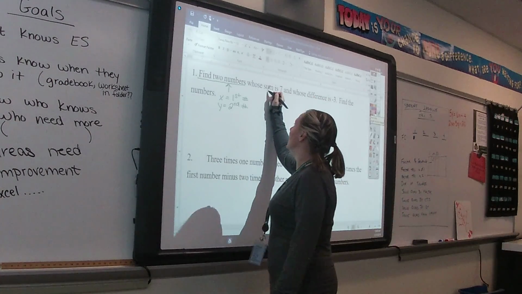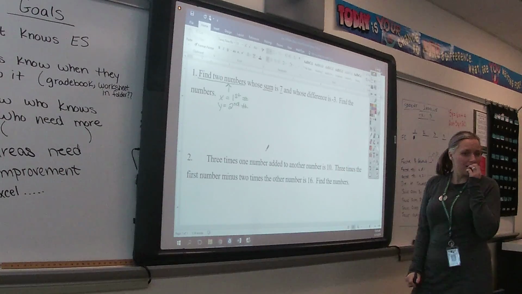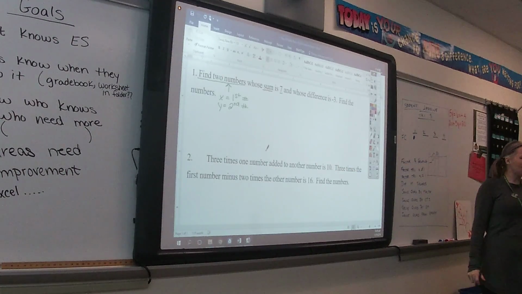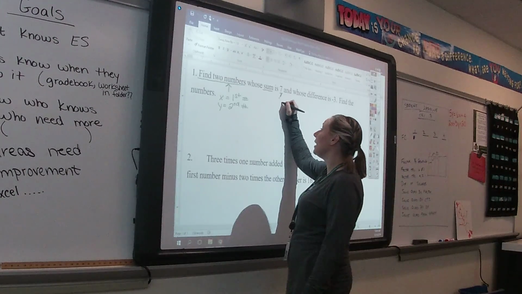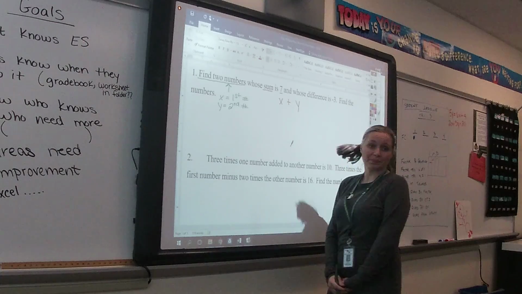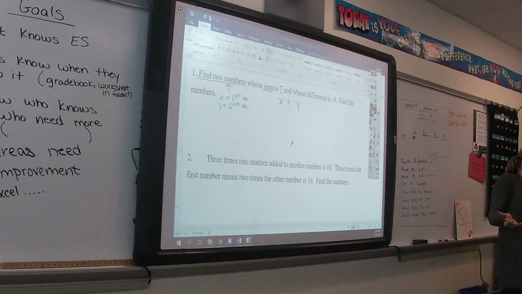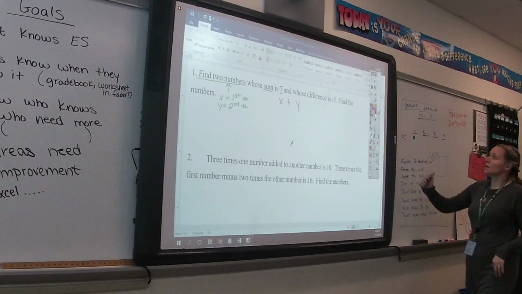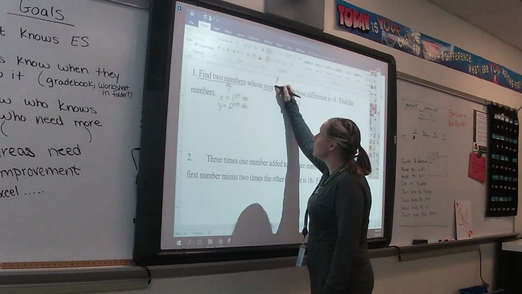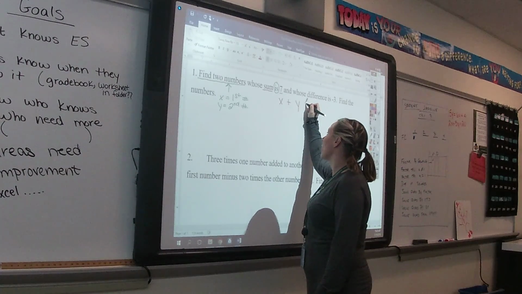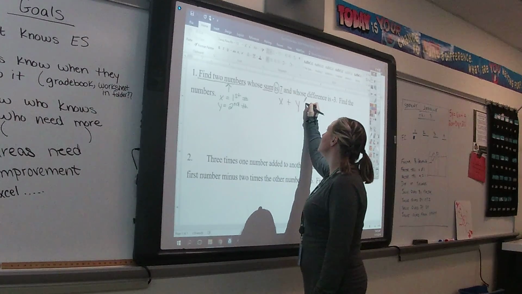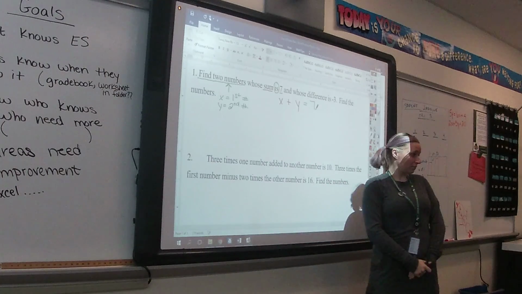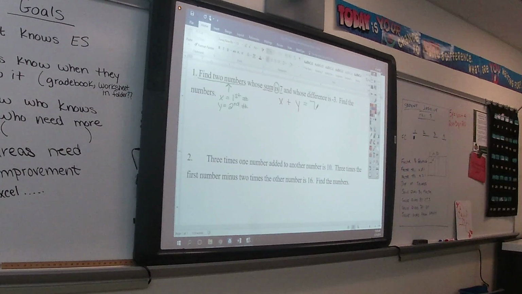Whose sum? What does sum mean? Add. So what is it telling me to add? Two numbers, and my two numbers are x and y. I'm adding two numbers. What does is tell me to do? Equals. The word is means equals. So x plus y equals 7. Then subtract 3. Okay, hang on.